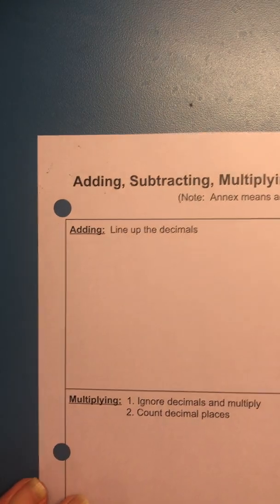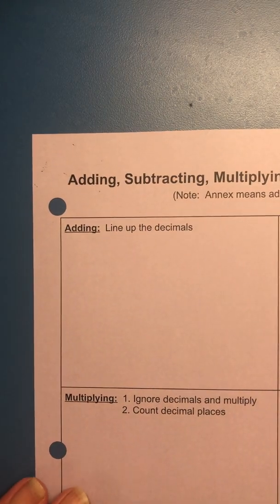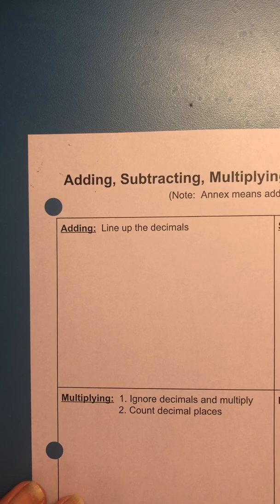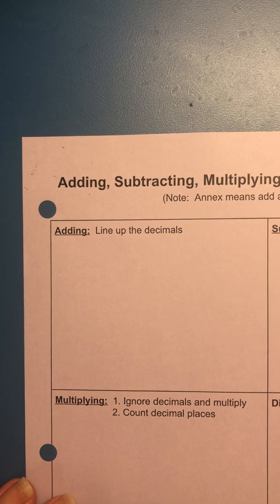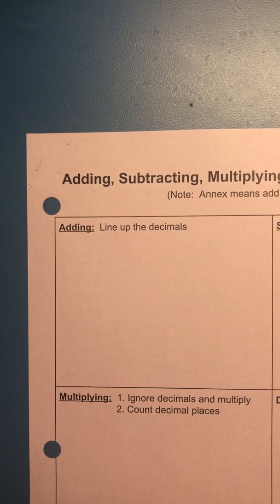So after your pink sheet, or after the work we did on rounding decimals, you're going to place page 5, which I've attached with this post. And we are going to talk about adding and subtracting decimals today. Now, adding and subtracting decimals is something that is in the 5th grade Common Core.